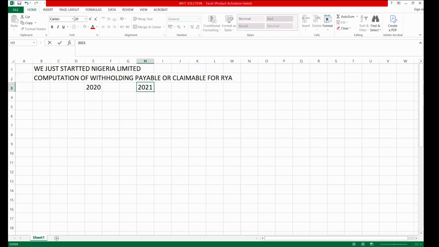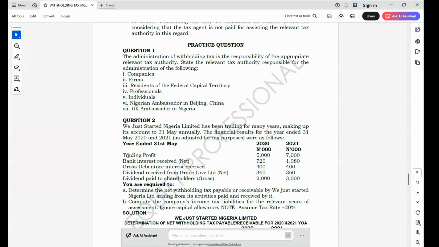So we now look at the question to know which of the transactions will give rise to withholding tax. In the case of the first one, we have a trading profit. The profit made by an entity, is it liable to withholding tax? Trading profit, is it part of the transaction that attracts withholding tax? No, sir. That is the item they are going to pay their main tax on. So that is not subject to withholding tax.